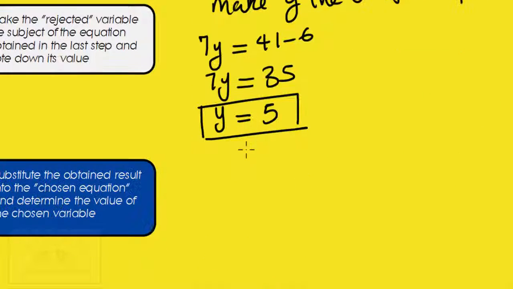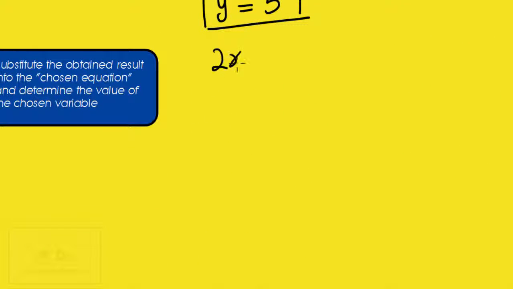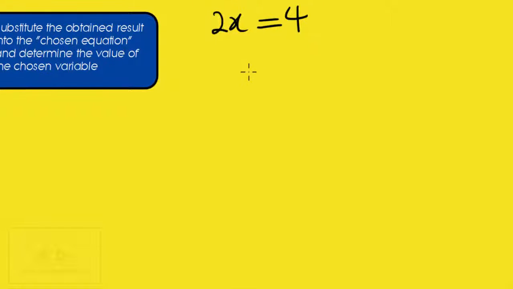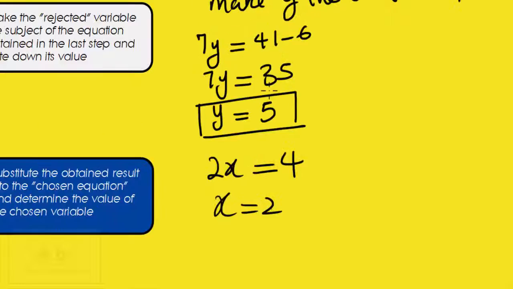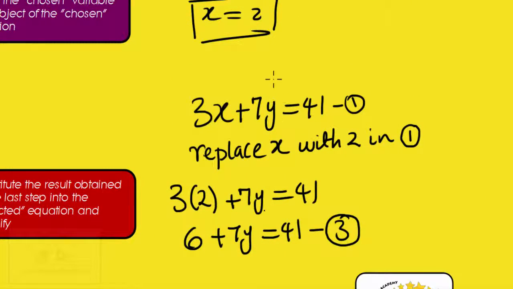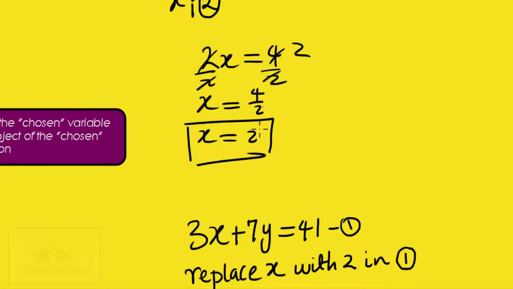So if you look at the chosen equation, that's equation 2x equals 4. We're going to replace y with 5. y doesn't appear here, so we just proceed. 2x equals 4. Making x the subject of the formula gives x equals 2, which we already did. If you recall, we already determined that x was 2, even if some of you might not have noticed. We determined that x is 2.